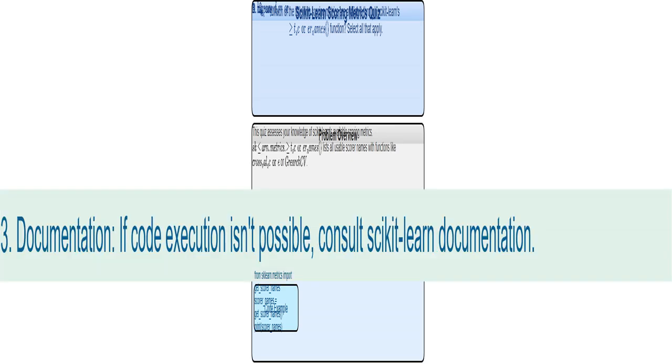If you can't run code, don't worry. You can always check the official scikit-learn documentation. This is the next best thing to running the code. It'll clearly list all available scoring metrics. Think of this as the official guidebook for all things scikit-learn metrics.